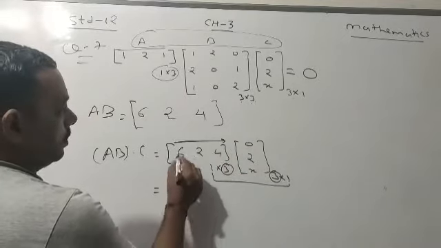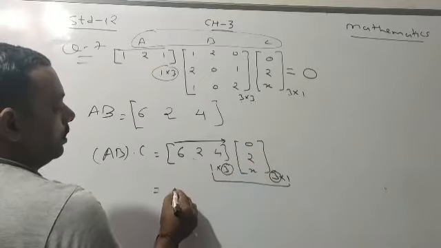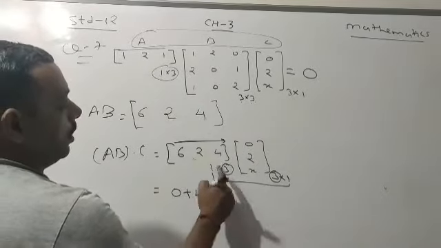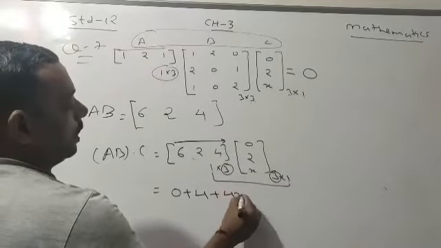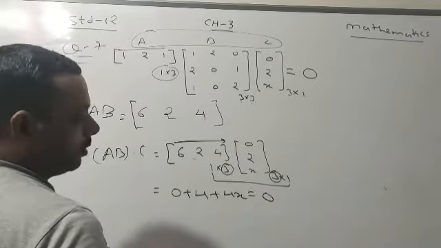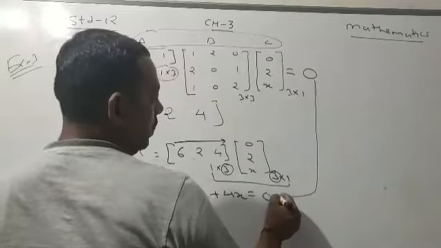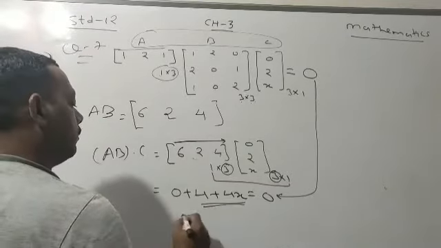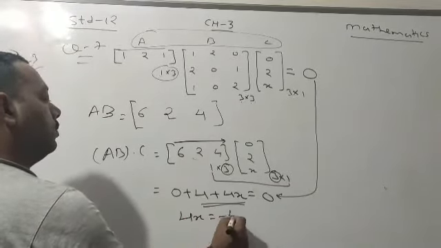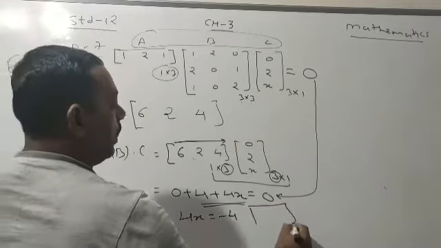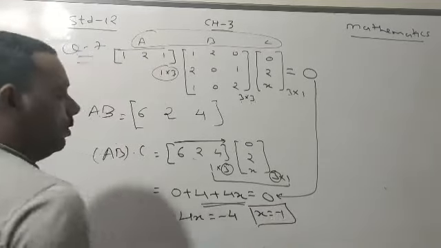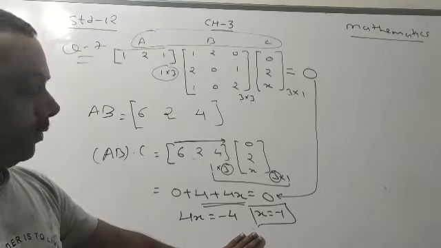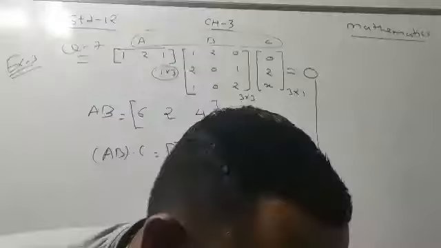So my answer is 0 into 6, that is 0, plus 2 into 2, that is 4, plus 4 into x, that is 4x, but it is given 0. Right? In the question it is given 0. So I wrote 0 here. And hence we will say 4x is equal to minus 4. So the final answer for x is equal to minus 1. This way the answer of question number 7 is minus 1.